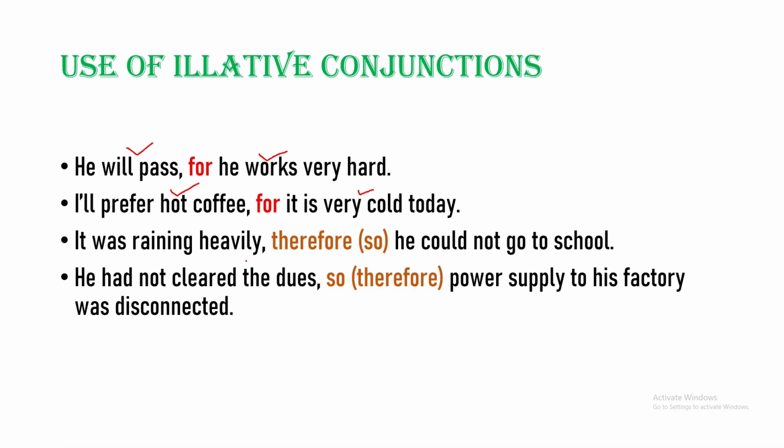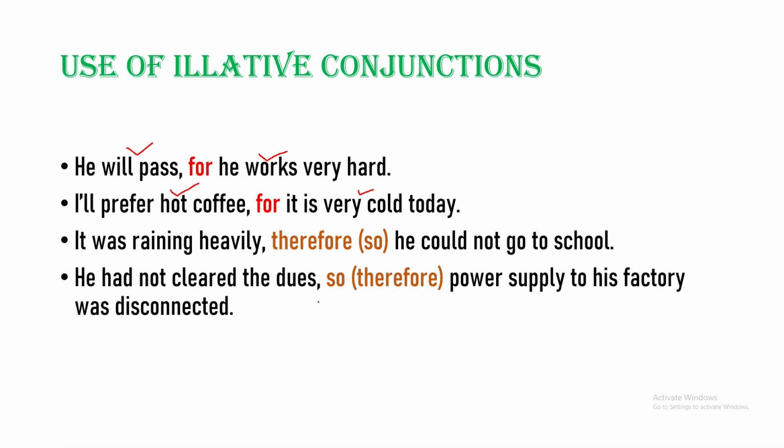It was raining heavily, therefore, or so, he could not go to school. You can alternatively use therefore or so. He could not go to school. The reason, the evidence, is that it was raining heavily. This is the conclusion, the inference. There you use therefore or so.